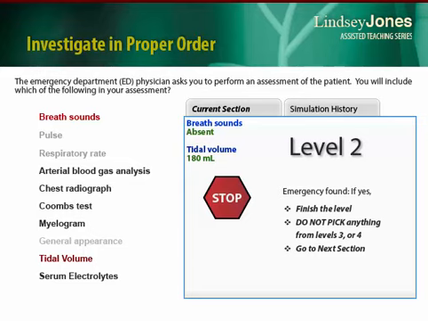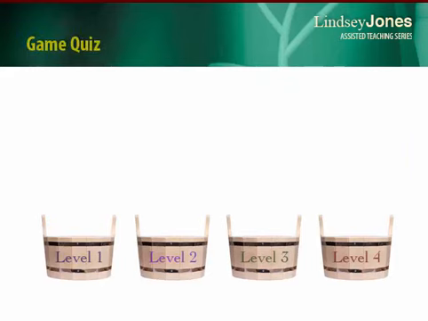In this case, we would finish picking anything from level 2. That's where we found the emergency. But what we would not do is go to level 3. We would go ahead and hit the button on this clinical simulation that said go to next section in hopes that we might be able to provide ventilation or other life-saving procedures for the patient.